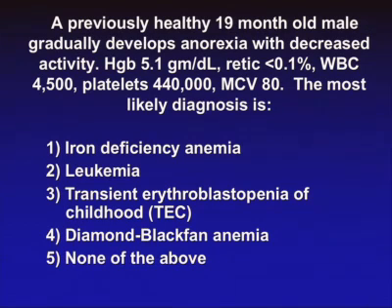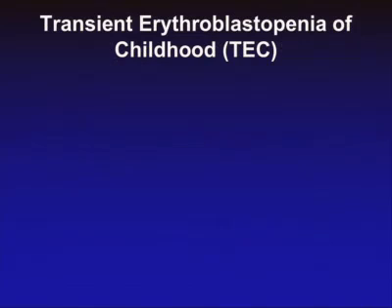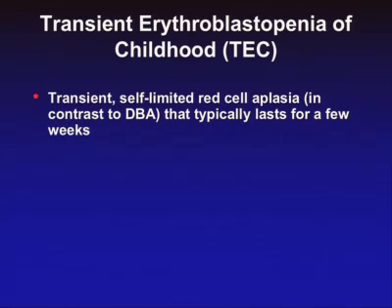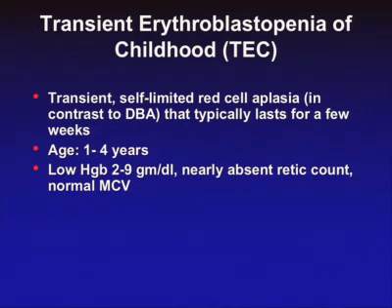Okay, great. So if you describe this boy, you would say he has isolated, moderate to severe normocytic anemia, and that fits absolutely with transient erythroblastopenia of childhood, all right? It is transient, as the name implies, self-limited red cell aplasia in contrast to Diamond-Blackfan. This is a congenital problem. Some of the kids with Diamond-Blackfan burn out, some do not. This typically lasts for a few weeks. Again, very much a toddler phenomenon, 1 to 4 years old-ish.